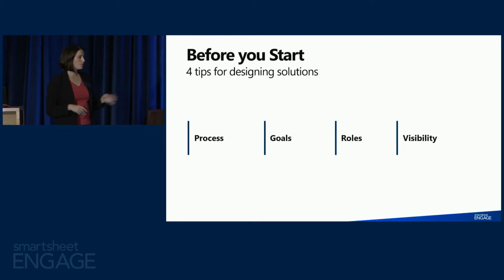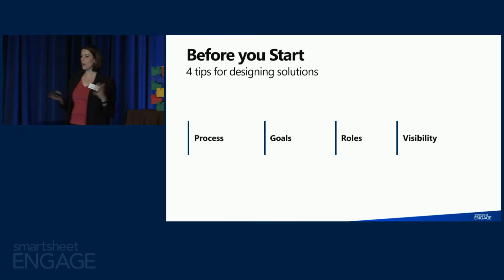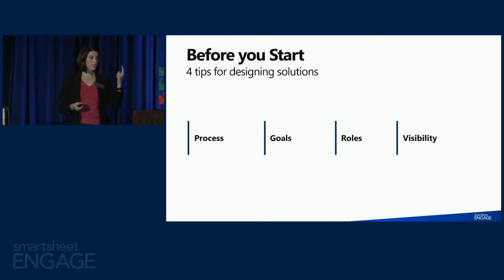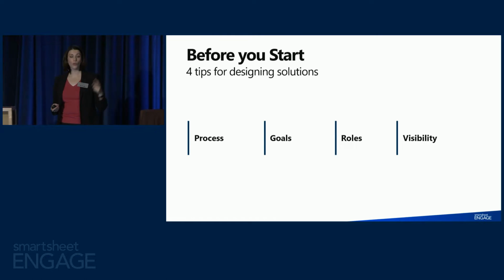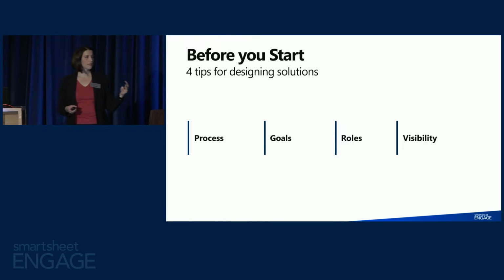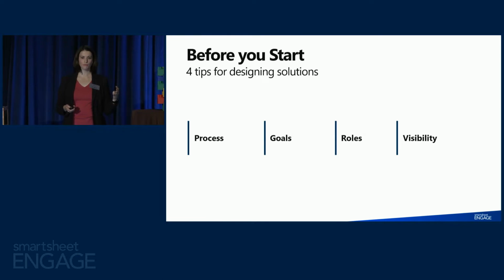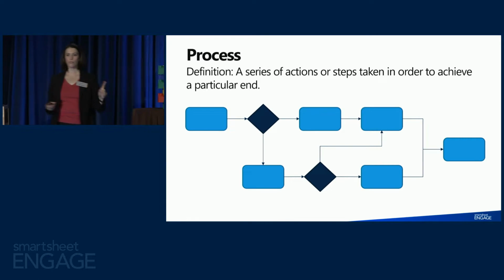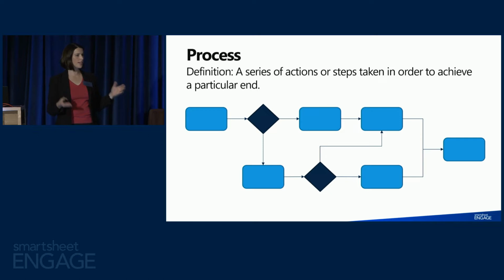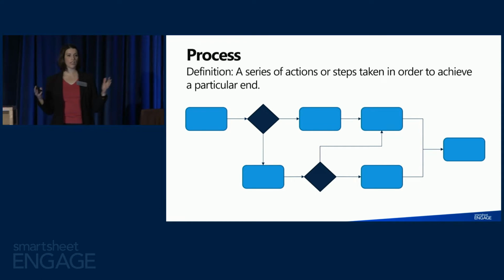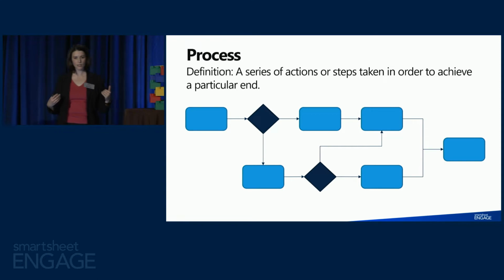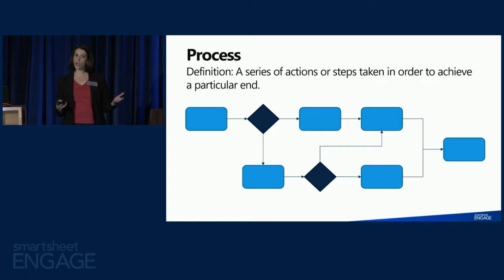So 4 things that are really critical before we start going to our blocks. It's really important before we design any kind of workflow, any kind of solution in Smartsheet, we are familiar with our process, our goals, our roles, and visibility. Okay, what do those 4 things mean? Let's take a look. So first off, our process. Our process is actually the steps that we are going through in order from beginning to end. So whatever our workflow process is, we want to first make sure we know what that process is.